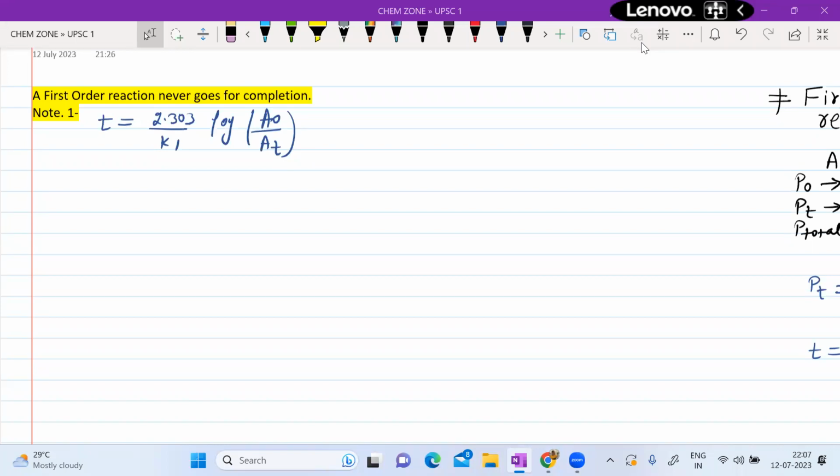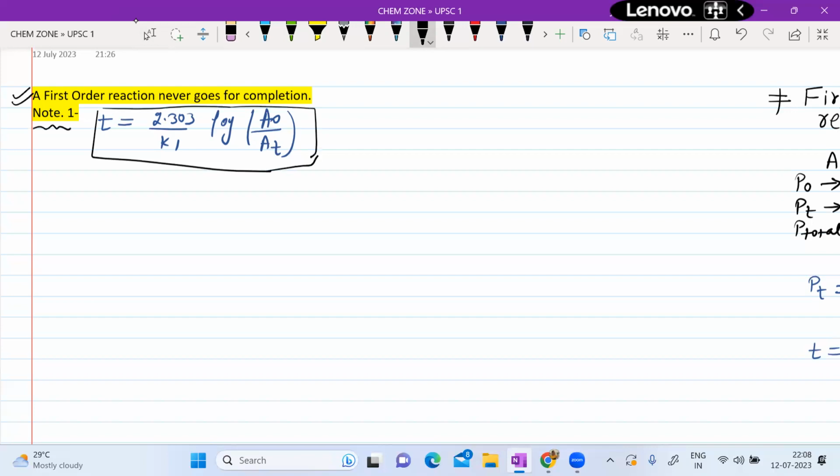In the last lecture, we proved the point that half-life of a first order reaction is independent of concentration of reactant. And we discussed this fact that a first order reaction never goes to completion. Why this happened, I will explain. And this is the formula which is used for the numerical purpose.